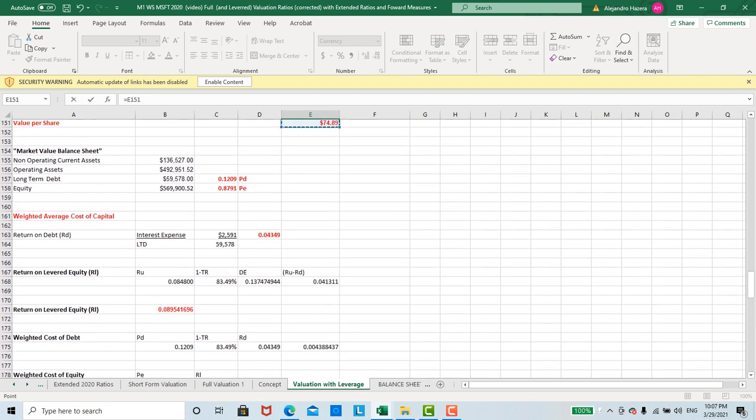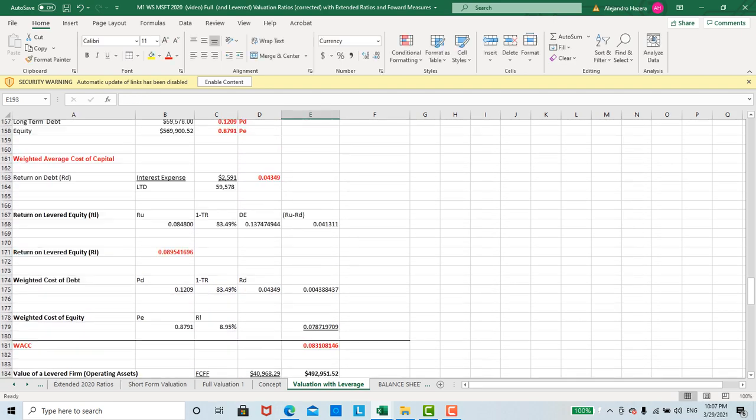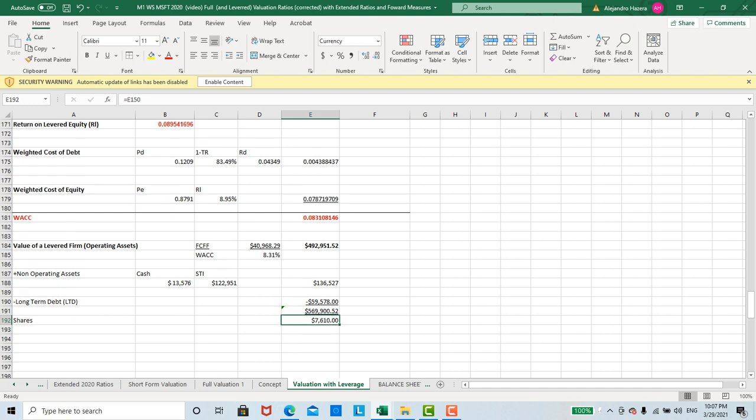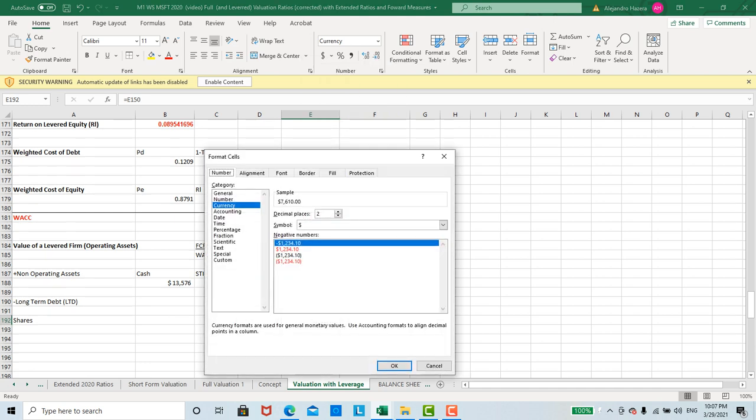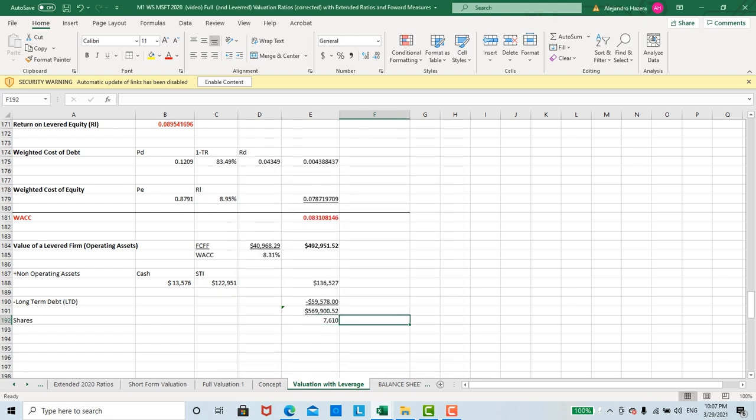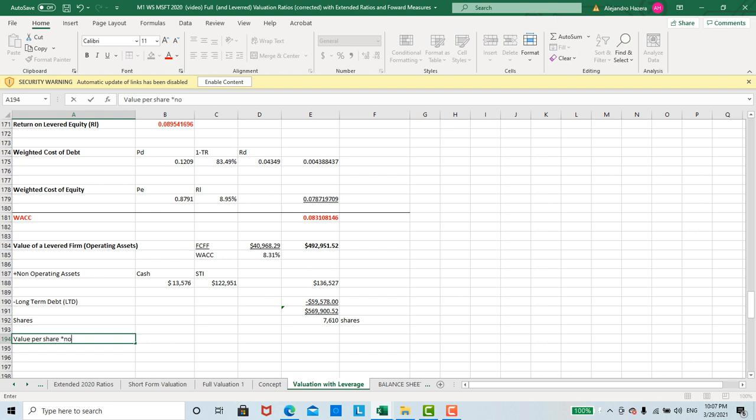Right here is your number of shares. Now that's not currency, that's shares. That's just a number. I'll put shares here. And obviously, I want to emphasize that both numbers were no growth.